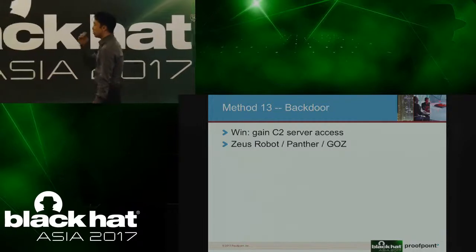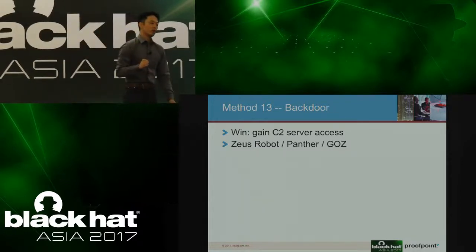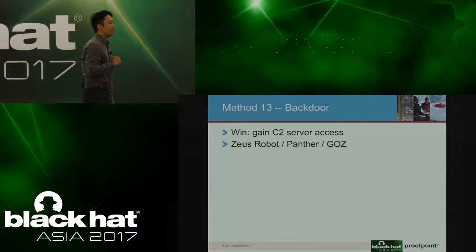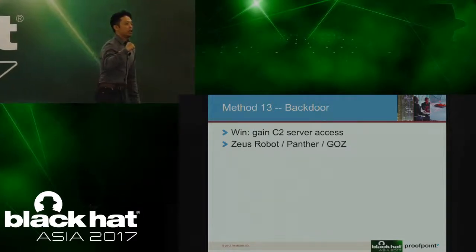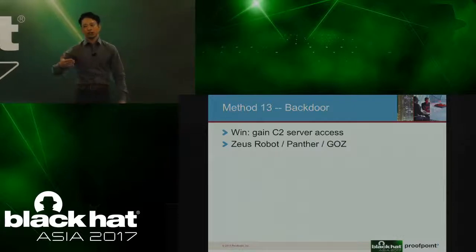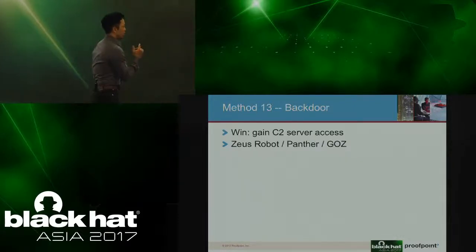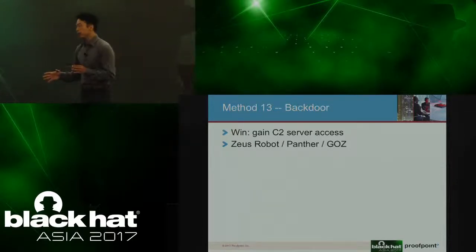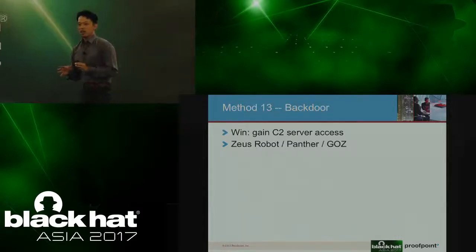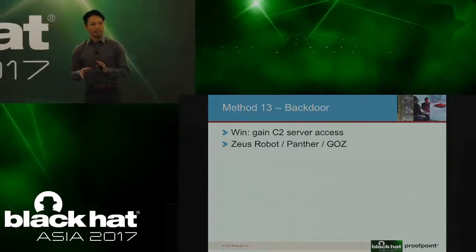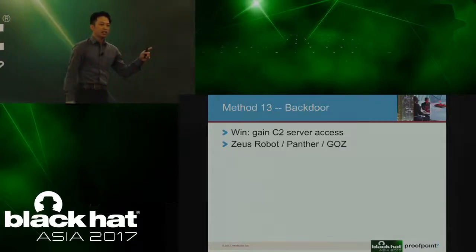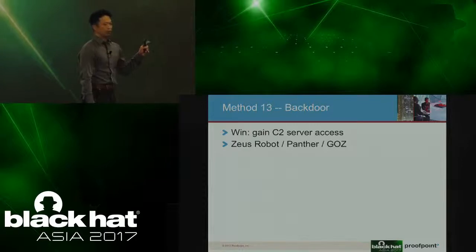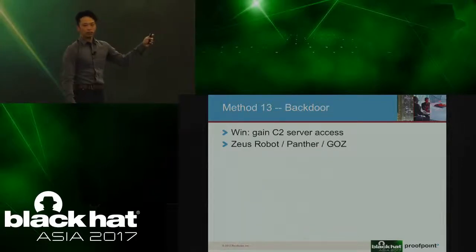Method 13, backdoor. When we do code review, one interesting thing that you want to look for that may not exist in code written by normal people are deliberately injected backdoors. And we found an interesting one in the Zeus, Robot, Panther, Gauss groups. Somehow these groups use the same version of Zeus that they probably bought from somebody, and somebody injected a backdoor into that version of Zeus.